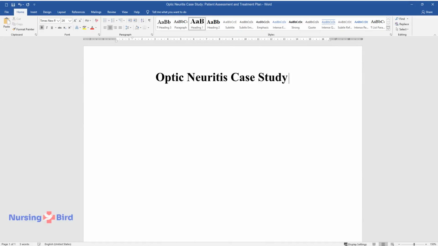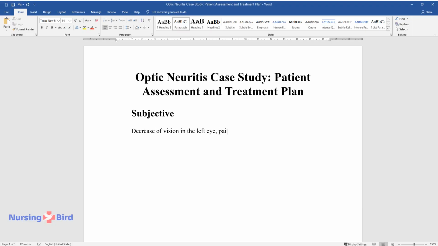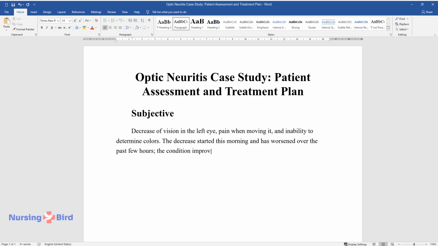Optic Neuritis Case Study, Patient Assessment and Treatment Plan. Subjective. Decrease of vision in the left eye, pain when moving it, and inability to determine colors. The decrease started this morning and has worsened over the past few hours. The condition improves in a cooler environment.